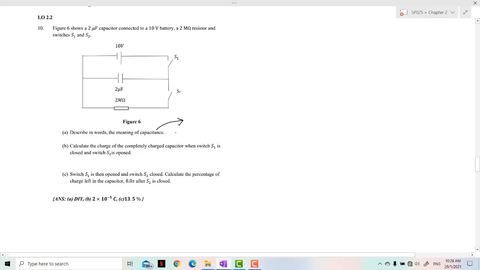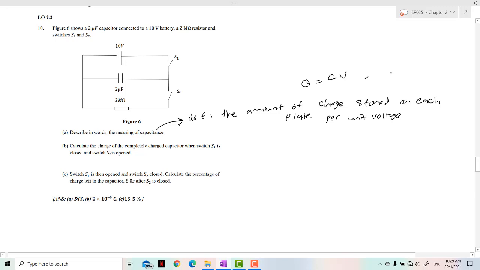So this is inside your lecture note, or if you want to write it down, capacitance, apa definition dia tadi? It's defined as the amount of charge stored on each plate per unit voltage, or the ratio of charge stored per unit voltage pun diterima. Basically Q equal to CV, so the capacitance C equal to Q over V, right? So that's for the first question.